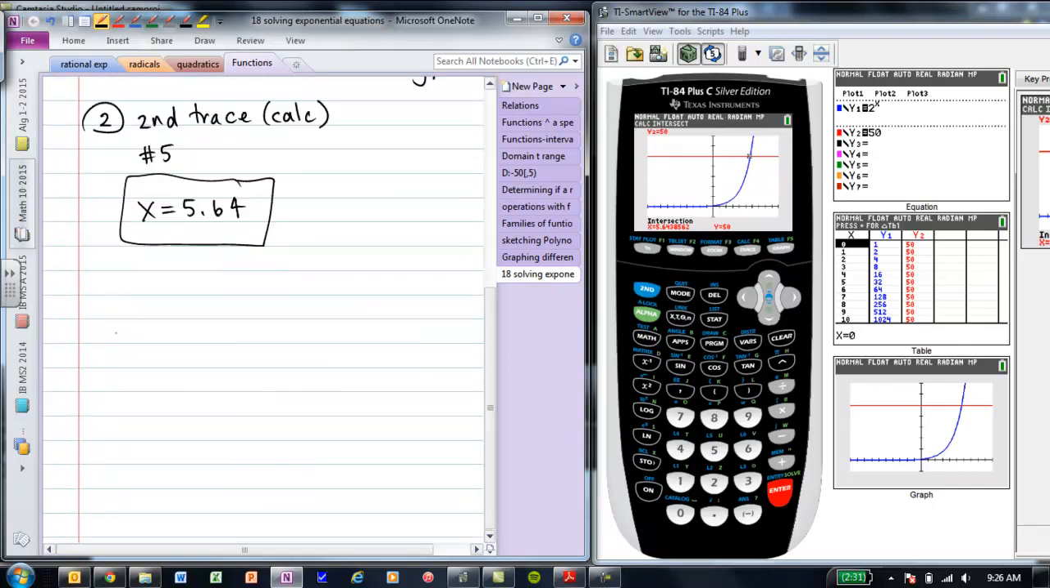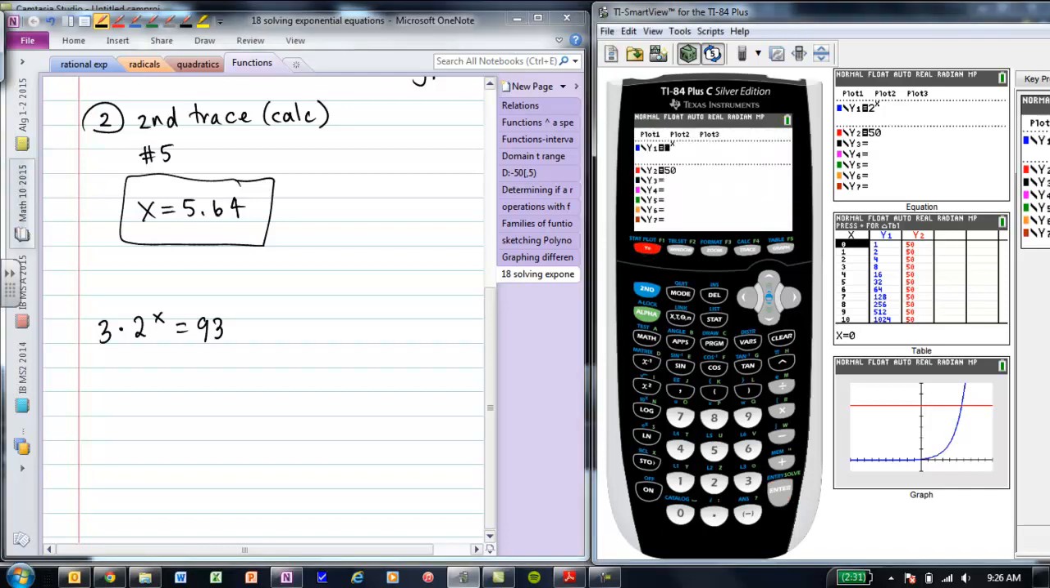We've got 3 times 2 to the x equals 93. So I go to y equals. I'm going to type in 3 times 2 to the x. I'm going to type in 93 because I want this to be equal to 93. I'll graph it, see what my new graph looks like.